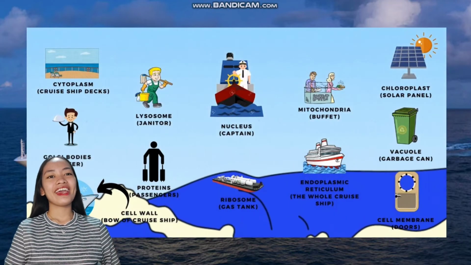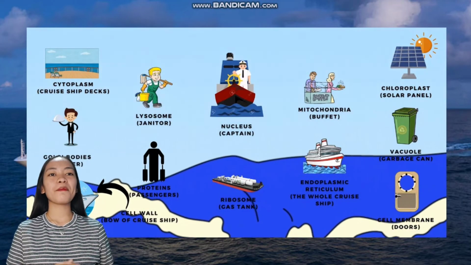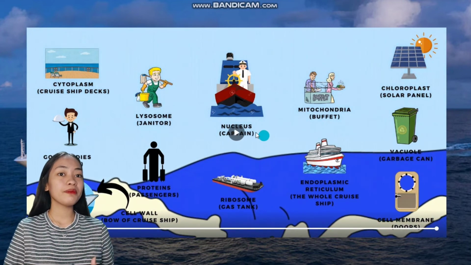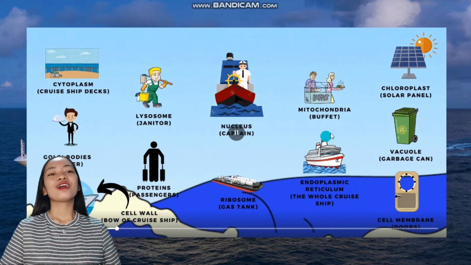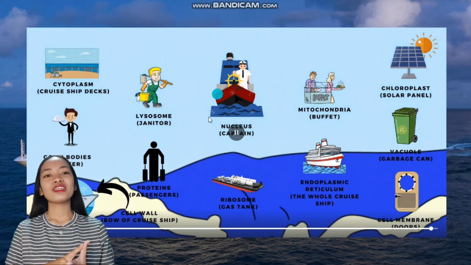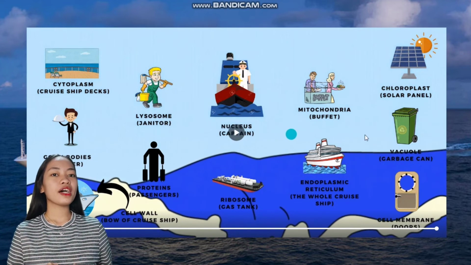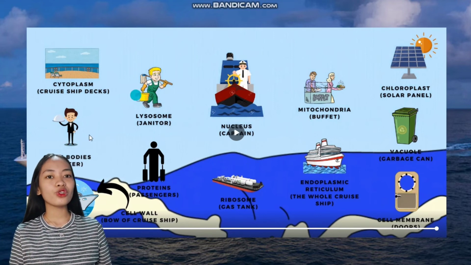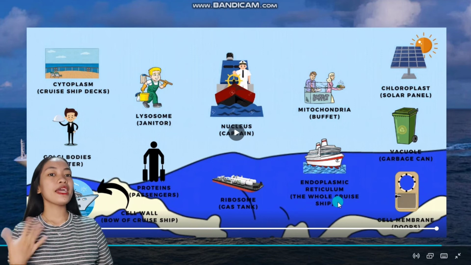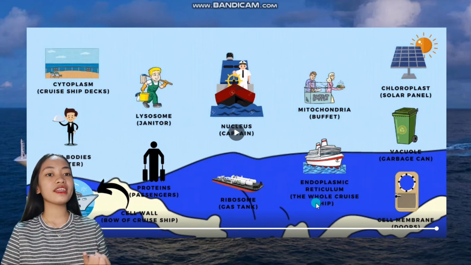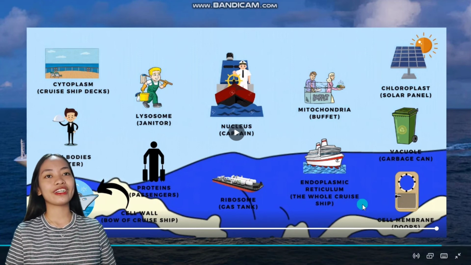That's all. Again, this cruise ship represents the major organelles of the cell. Cell wall as the bow of the cruise ship, cell membrane as the doors, chloroplast as solar panels, nucleus as captain, vacuole as a garbage can, Golgi bodies as waiter, ribosomes as gas tank, proteins as passengers, endoplasmic reticulum as the whole cruise ship, mitochondria as buffet, cytoplasm as the cruise ship decks, and lysosome as the janitor.